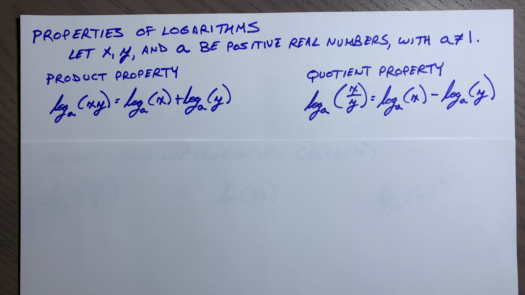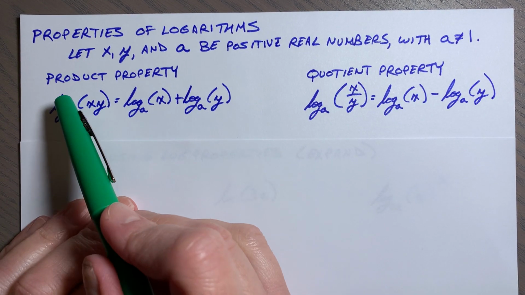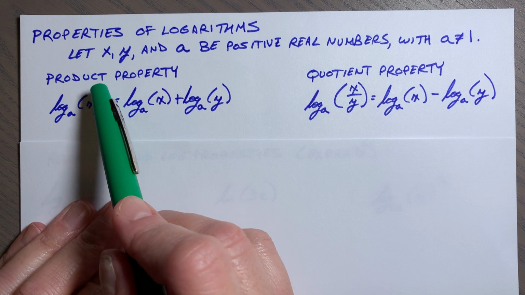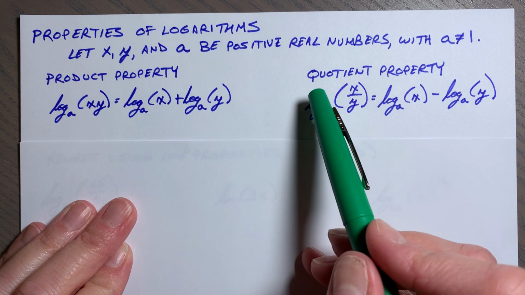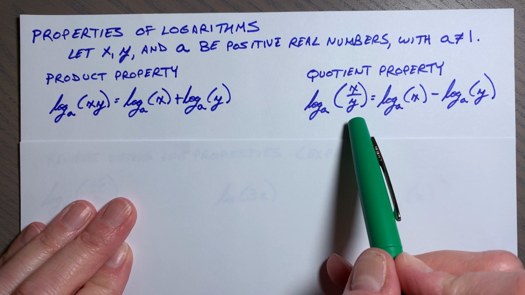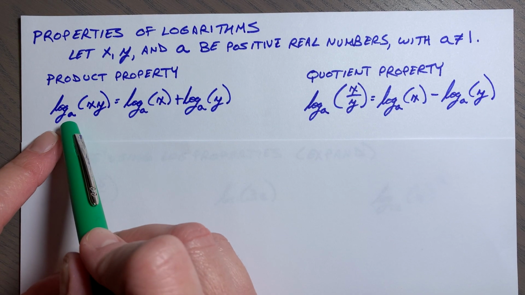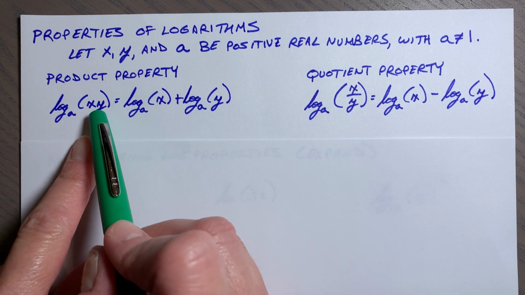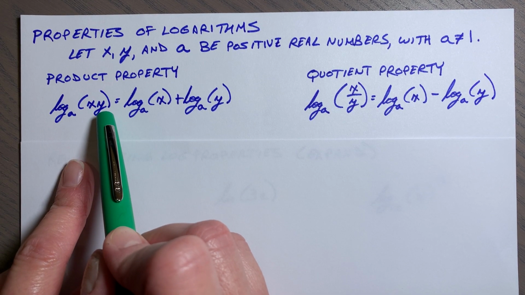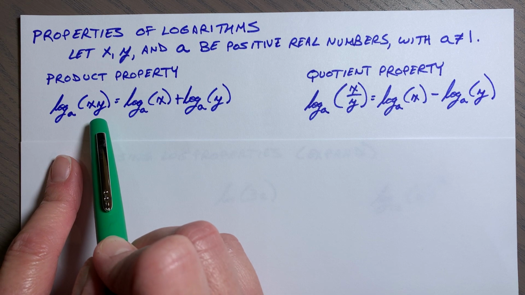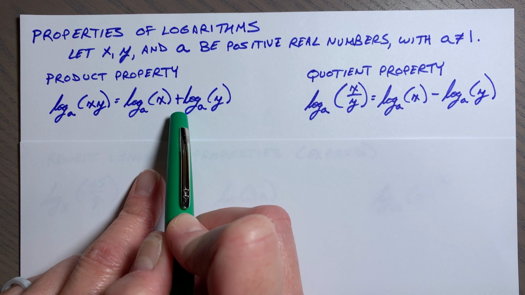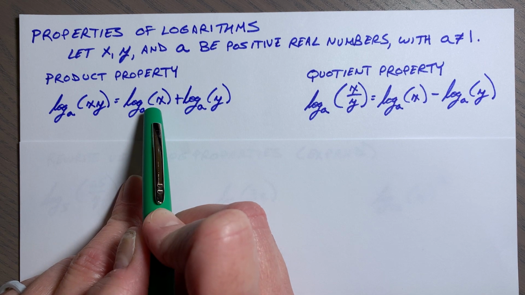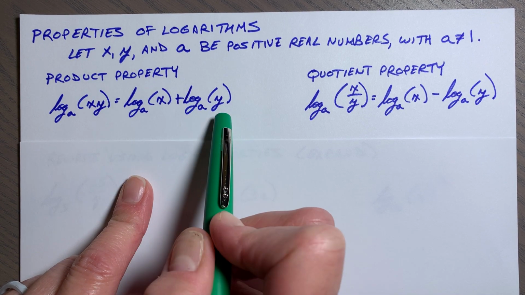We're going to use properties of logarithms to rewrite expressions that have logarithms. So we're going to start out with our product property and our quotient property. Product is the word we use to describe multiplication, and quotient is the word we use to describe division. So if I have a logarithm expression where the argument is a product, I can rewrite this as a sum of the log of the first factor plus the log of the second factor.